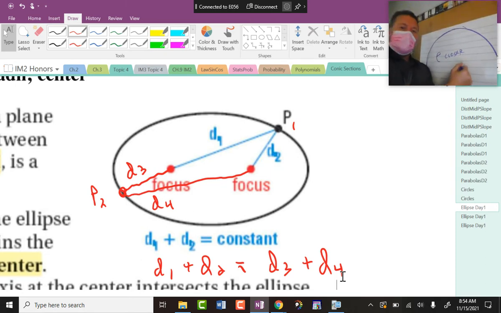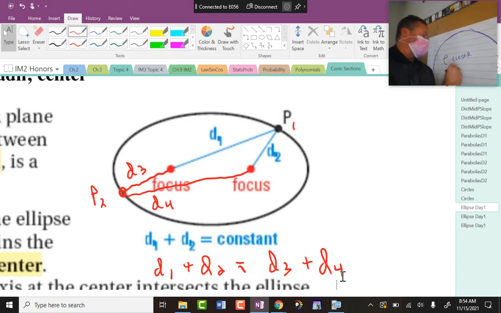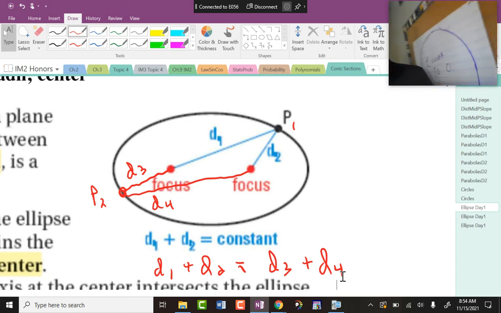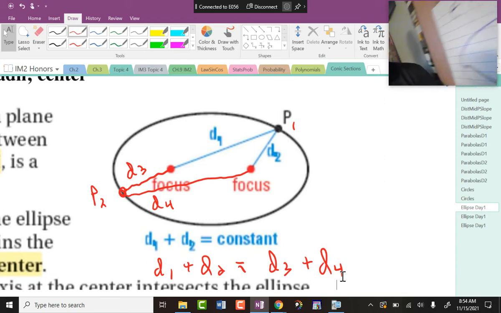Good, we can't see that. I'm trying to hold the computer as we do this. And I'll show you what eccentricity is numerically and how we find it here shortly.